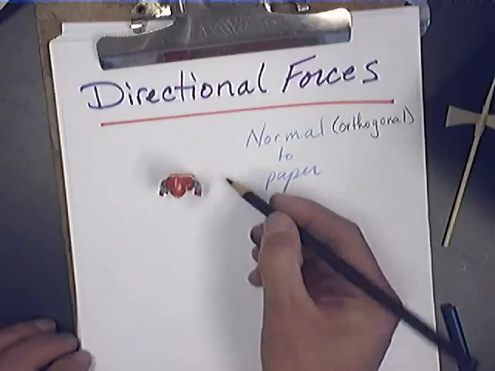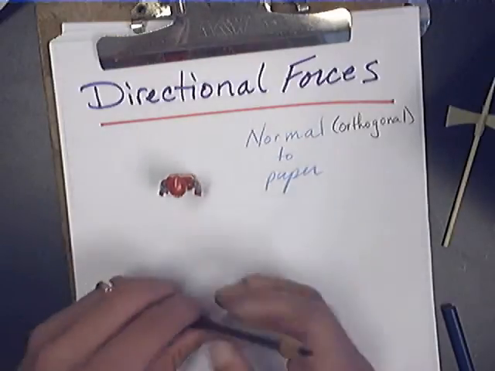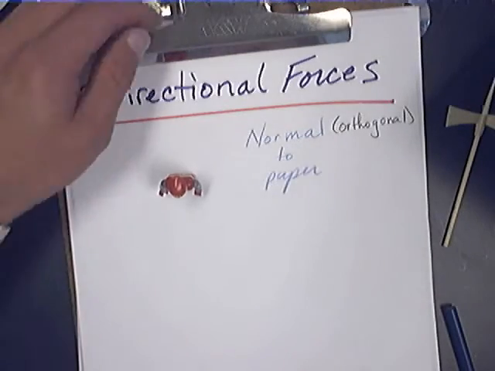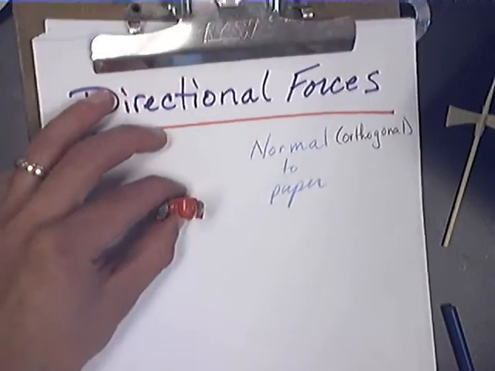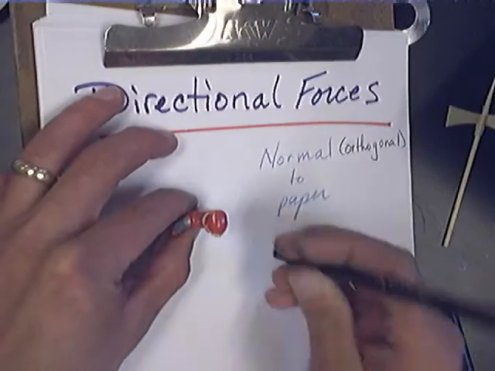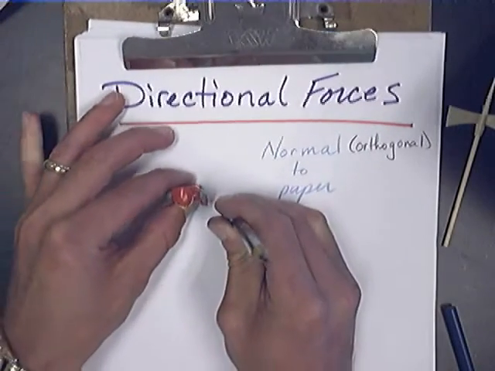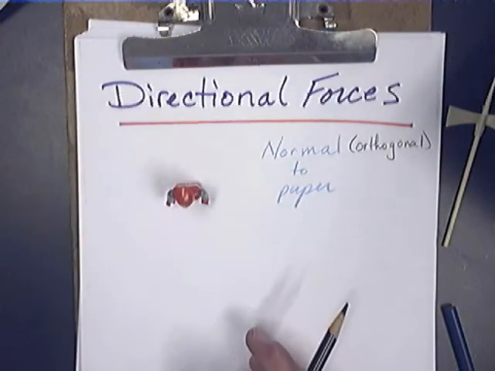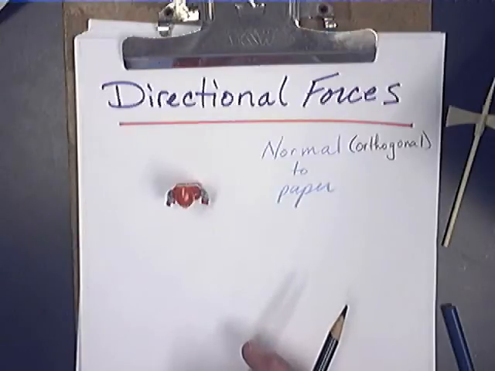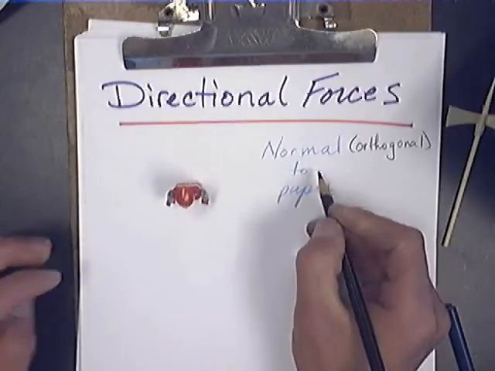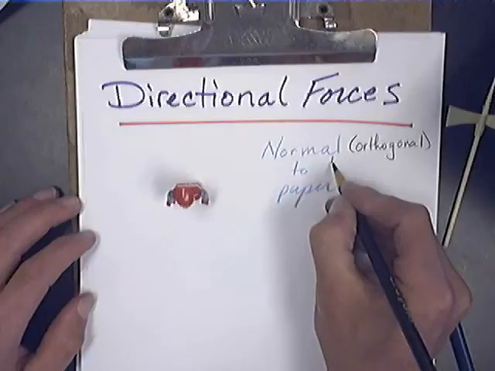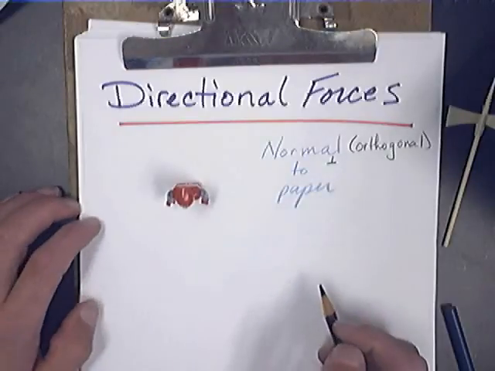So, which way is the paper pushing him? The paper is pushing him this way. It's pushing him normal to the plane of the paper. If I tilt the paper, all right, now it's pushing him that way. Now it's pushing him that way. So, when we have normal to paper, this is perpendicular to the plane of the paper.